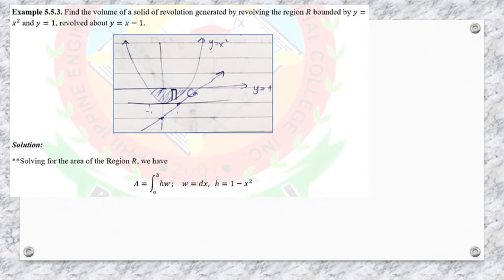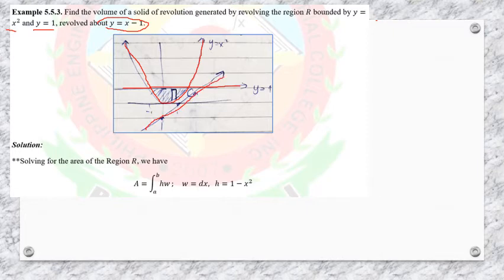For the third example class, find the volume of a solid of revolution generated by revolving the region R bounded by the parabola y equals to x squared and the line y equals to 1. So, ito yung graph ni y equals to 1. Then, etong parabola natin is facing upward. And it revolves about the line y equals to negative 1. So, ito yung axis of revolution.